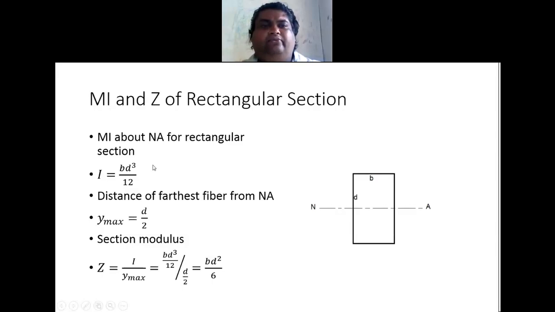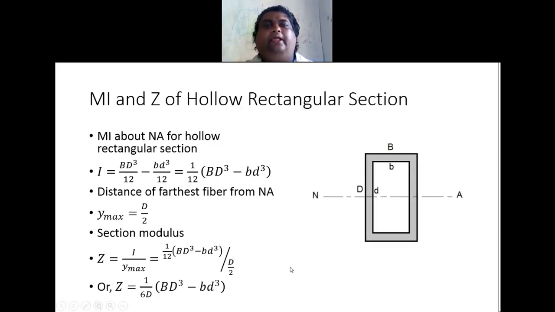Now I have a few important sections for which I have put the moment of inertia and the section modulus Z. The moment of inertia we just derived about the neutral axis is b d cube by 12, and the distance of the farthest fiber y is D by 2. So the section modulus becomes b d cube by 12 divided by D by 2, which is b d square by 6.